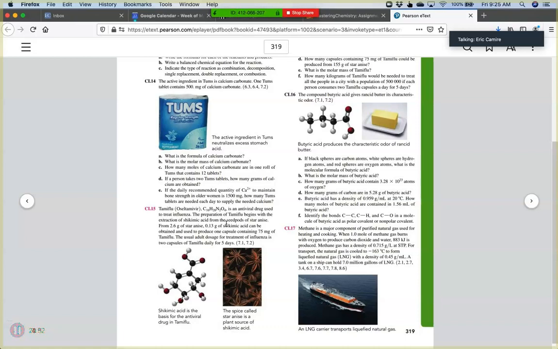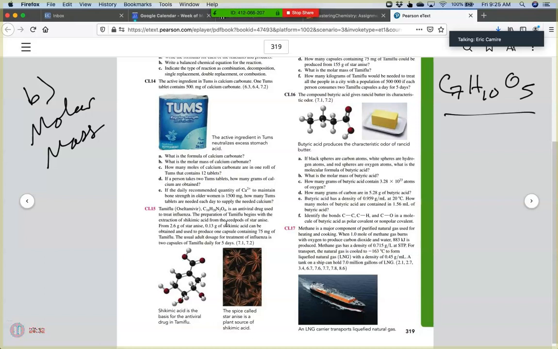All right, so let's readdress the question we were being asked, which was question B, the molar mass of shikimic acid. Now that we have C7H10O5, can someone suggest how I would solve this question? How would I find the molar mass from this formula? Or what could I do?